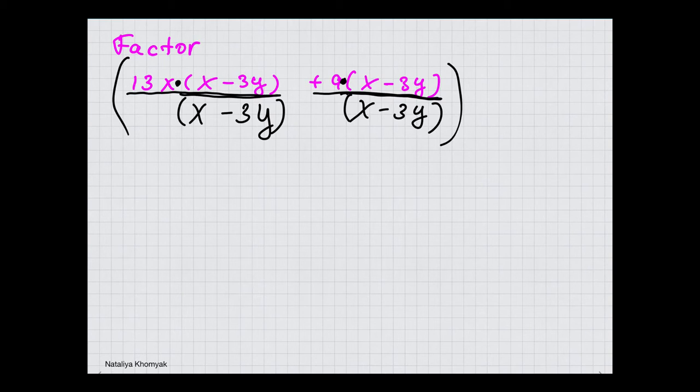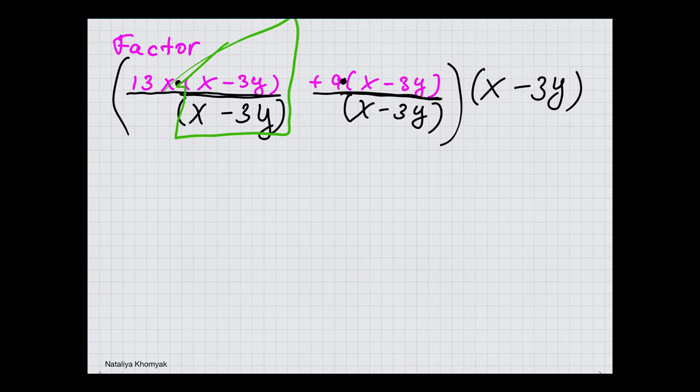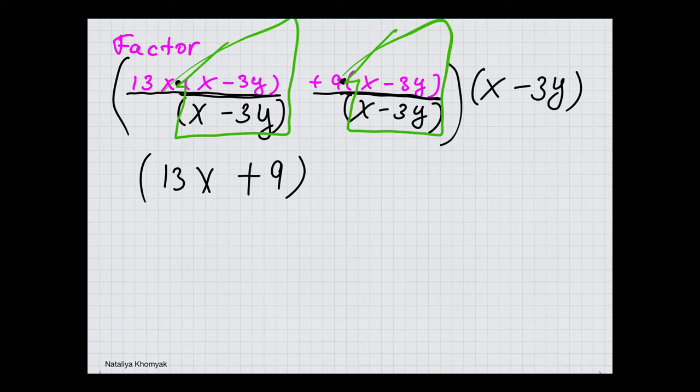Whatever goes in denominators goes on the outside, just like with the numbers or variables. We can factor out the parenthesis. Now, something divided by itself is 1. Same here, something divided by itself is 1. So once we simplify these fractions, we get 13x times 1, which is just 13x, plus 9 times 1, which is just 9, and the parenthesis on the outside.